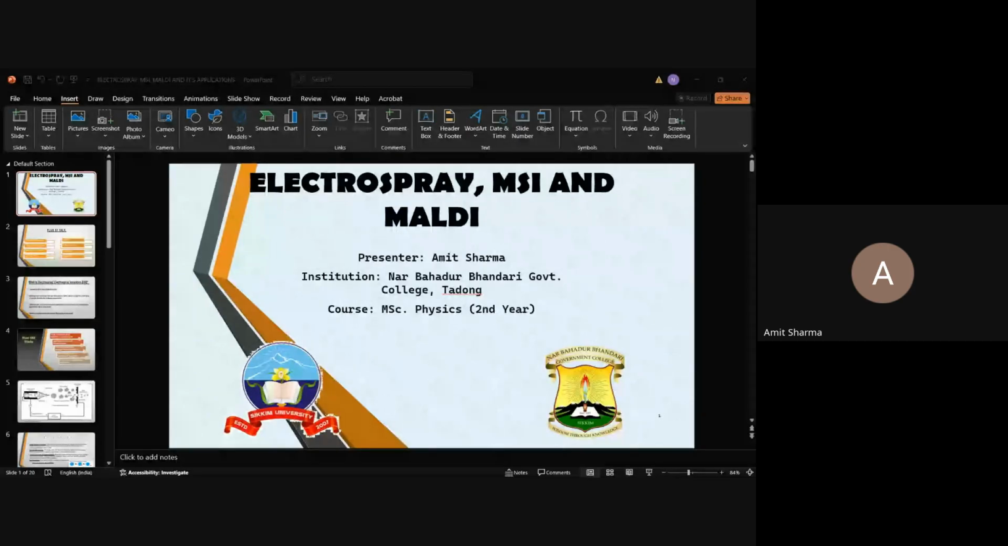And the next point, it generates multiply charged ions without fragmenting the molecules. So multiple charged ions are generated and there is no fragmentation of molecules of the sample. So moving on, let us learn how electrospray ionization works. So we can refer to this diagram that I have here. This is the representation of the electrospray ionization process.